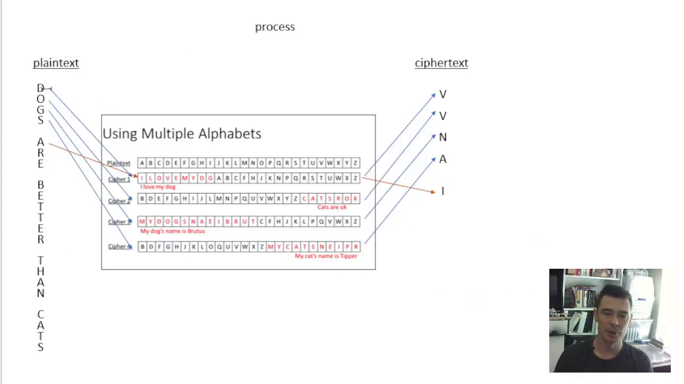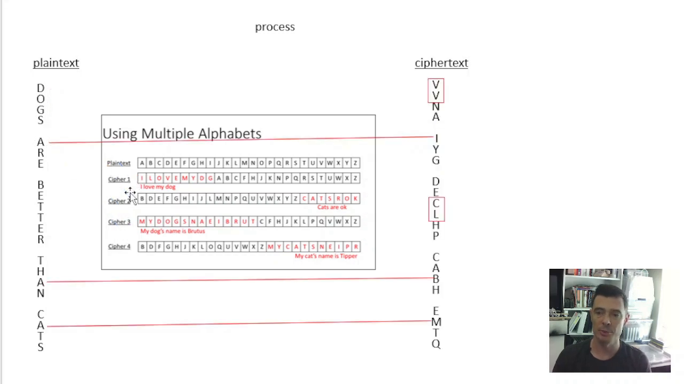And the first letter of your plain text will go through the first cipher. Second letter of your plain text goes through the second cipher. Third letter, third cipher. Fourth letter, fourth cipher. And then you're back to, your fifth letter goes back to cipher 1. It's a simple process. You repeat this. And the result you're going to get is fewer patterns.